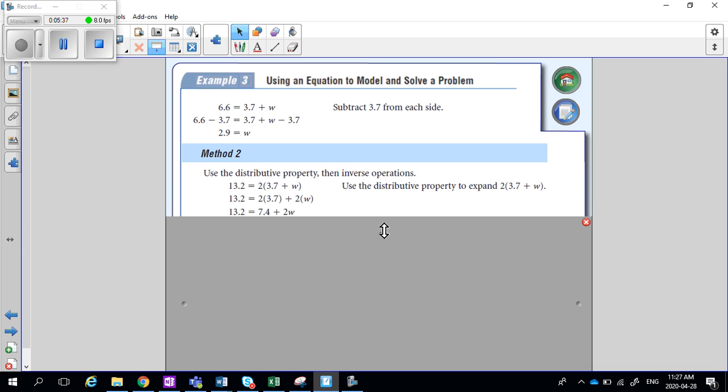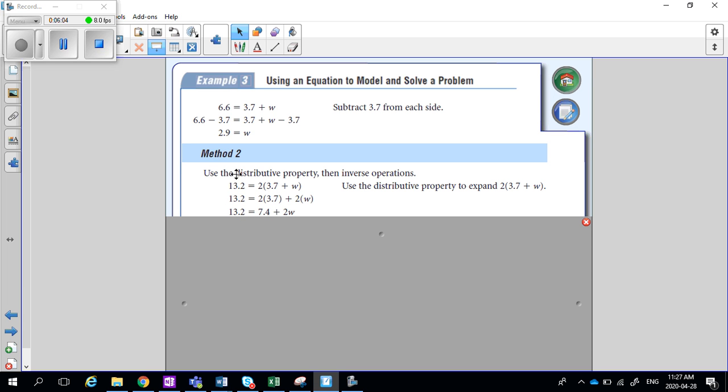Let's go right to here. Okay, so we start with the same equation. 13.2, that was our perimeter all the way around, equals 2 times length plus width, right? 3.7 plus W. Here's the equation. Use the distributive property to expand that. So that means we do 2 times that, 2 times that, right? We did a bunch of that with our polynomials, right?